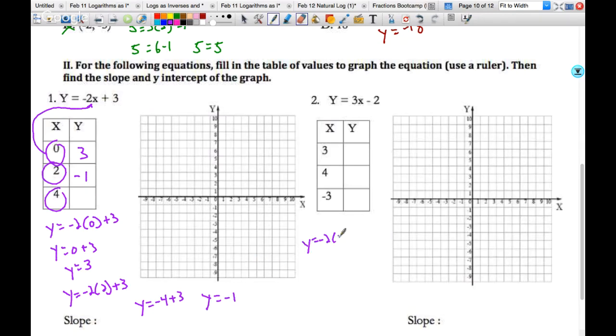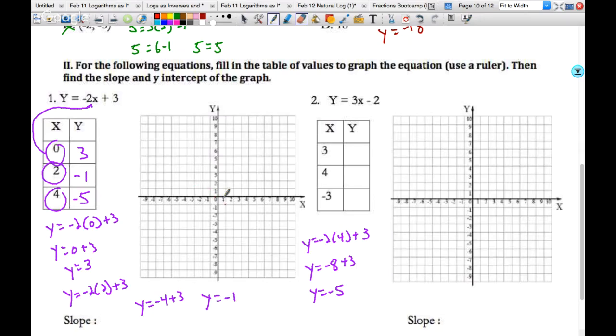Y equals negative 2 times 4 plus 3. Again, I'm just using this equation, but replacing the x with the x value from here. Y equals negative 8 plus 3. Y equals negative 5. Negative 5 goes right there.